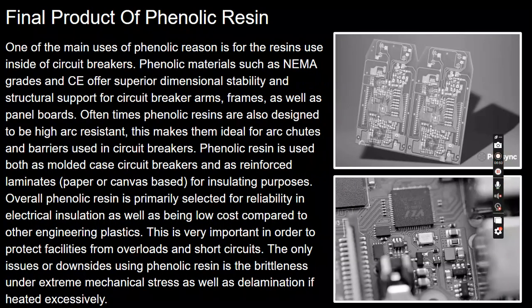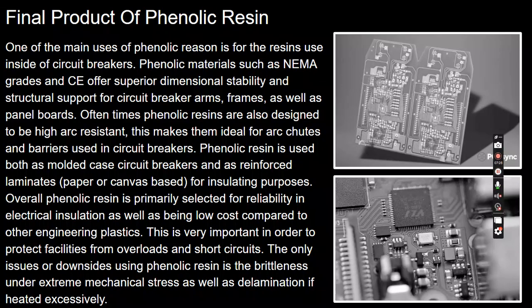Final product of phenolic resin. One of the main uses of phenolic resin is for the resins used inside of circuit breakers. Phenolic materials such as NEMA grades and CE offer superior dimensional stability and structural support for circuit breaker arms, frames, as well as panel boards. Oftentimes, phenolic resins are also designed to be high arc resistant. This makes them ideal for arc chutes and barriers used in circuit breakers.